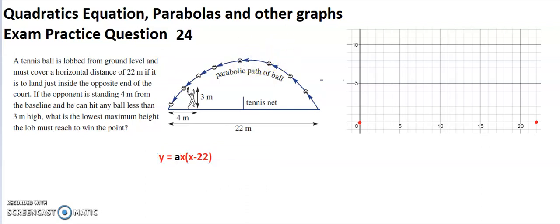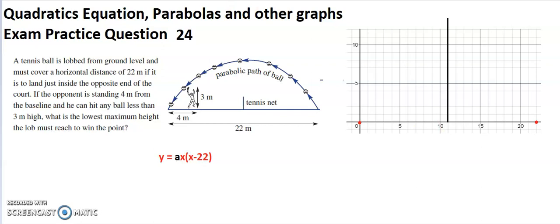Now, the only other thing I do know at the moment about my maximum is that it is always going to be halfway between these points, which means I know somewhere on this line, at x is 11, will be my maximum. So I'll leave that there.